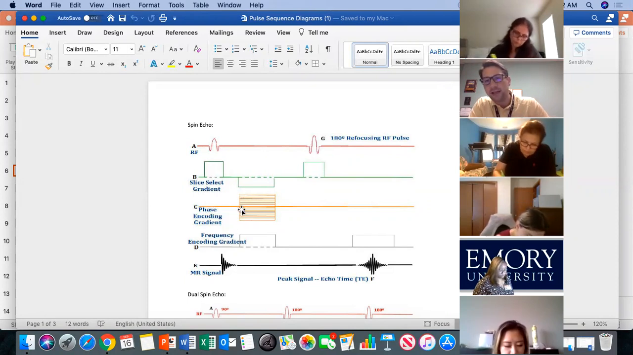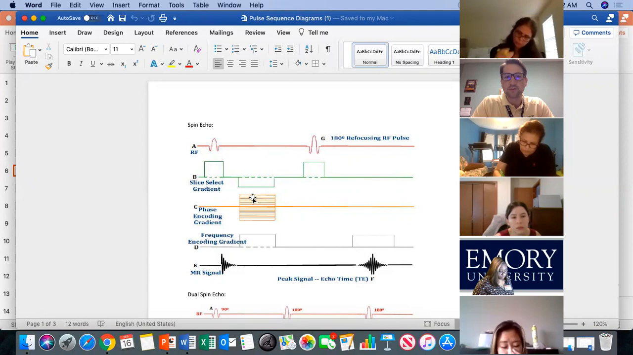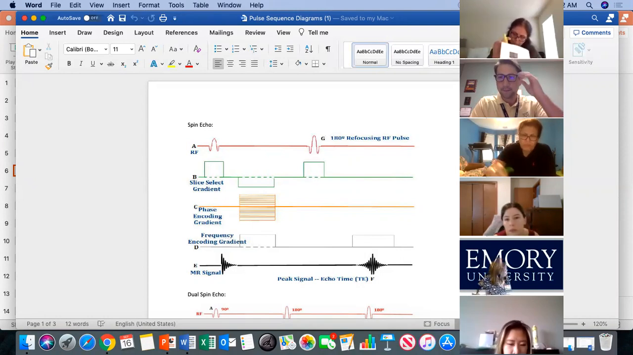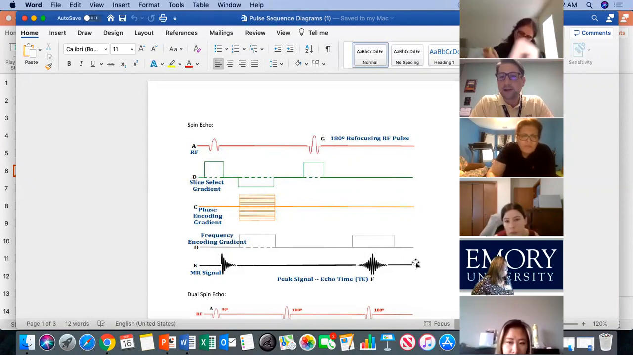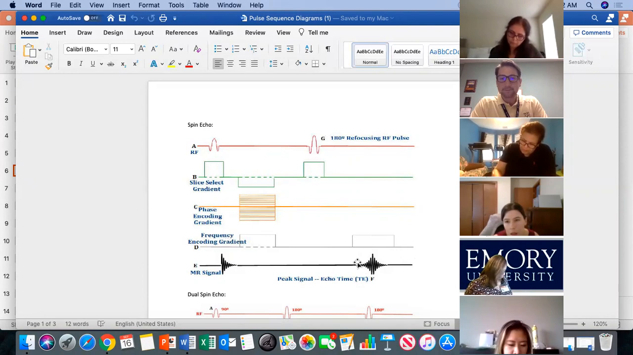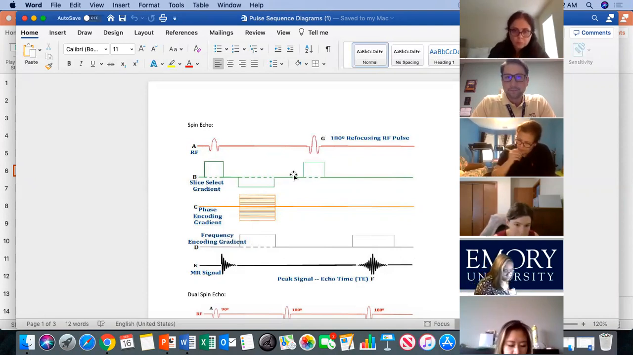So how much phase or shifting of the phase you want to happen to that hydrogen spin happens here. And then last, we collect the signal when we turn on the frequency encoding gradient. And what's another name for the frequency encoding gradient? Readout. Readout, because we're reading out the signal. We're collecting that signal, we're reading it out. So 90, 180, free induction decay, signal regrows, peak amplitude, TE.